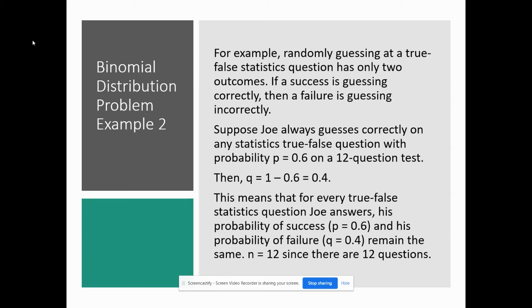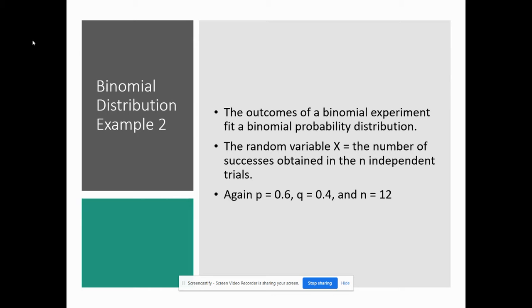So this means, again, for every true-false question, success is 0.6, failure is 0.4, and n equals 12 since there's 12 questions. Right? We know this is a binomial experiment because, remember, we have a success or failure. And the capital X is the number of successes obtained in the independent trials. And again, here's our P, Q, and our N.